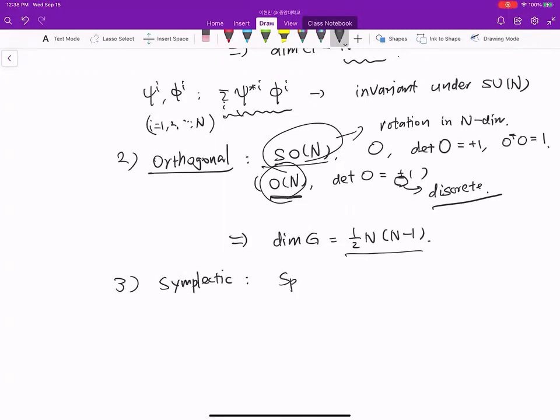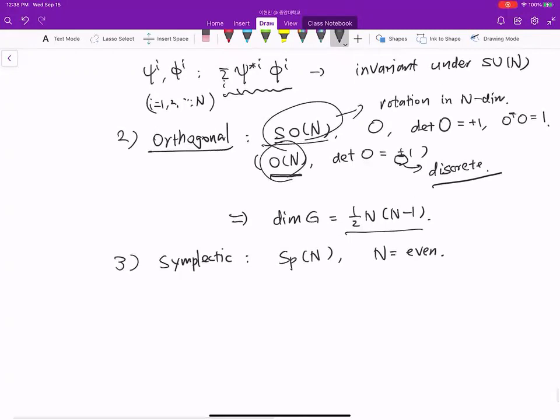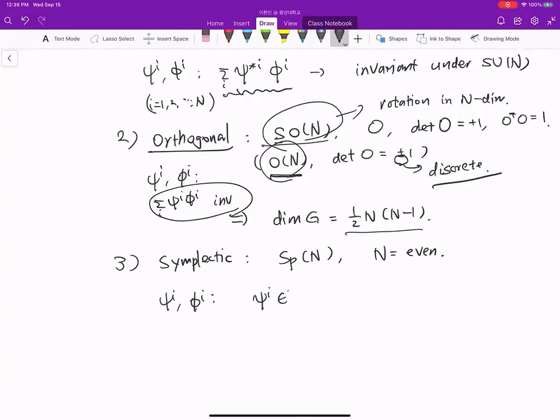And third is the symplectic group, Sp(N), where N is even. In this case, what is preserved? In the case of orthogonal, I forgot to tell you, if you have these two sets of fields, psi_i and phi_i, and instead of the conjugate you take just the product without conjugation, then this combination is invariant, and you have an SO(N) invariant symmetry. In the case of the symplectic group, you can construct this kind of product. Now you have a double sum here, i and j.